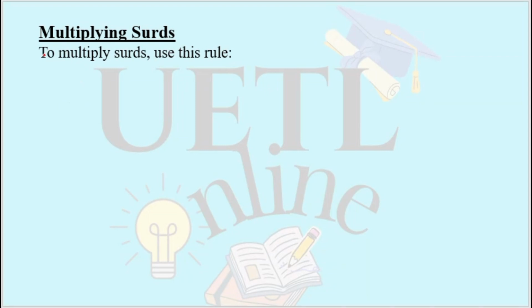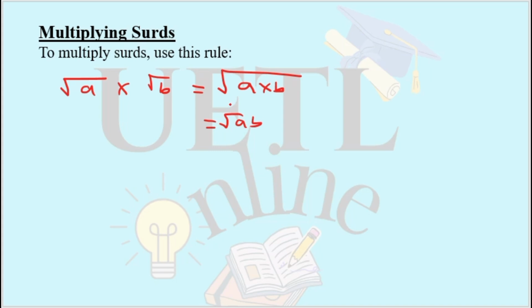Now let's talk about multiplying surds. To multiply surds, we just have to use a certain rule. Let me write the rule. You are given root A multiplied by another root B. These are two surds. The rule is you just take the root and say A multiplied by B. After you get that, it becomes root AB. This is the rule you use to multiply surds.